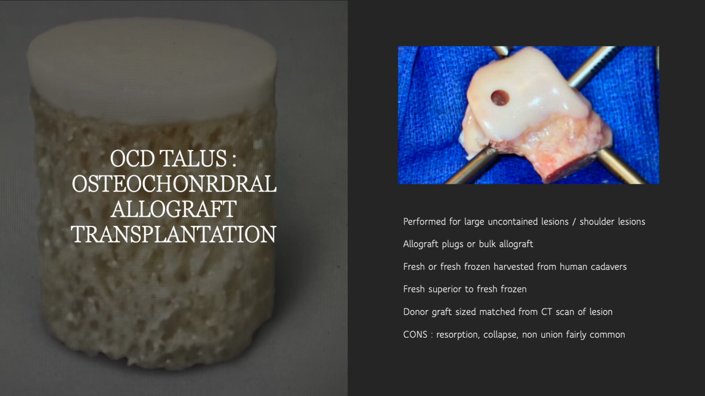An alternative to the OATS procedure is osteochondral allograft transplantation, which is typically utilized for large uncontained lesions on the shoulders of the talus. These come in allograft plugs or bulk allograft. They come fresh or fresh frozen, harvested from human cadavers. These fresh allografts tend to be more favorable than the fresh frozen grafts. These are size matched from CT scans of the patient's lesions. The cons are reports of resorption, collapse, and non-union in the literature.